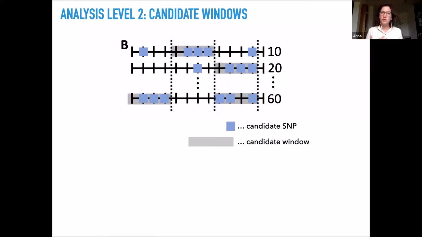And one way to do this is candidate windows. So what I did is I split the genome into windows of a certain amount of SNPs. And then I used simulations to determine which ones have an enrichment for candidates. And then similar to the level before, you can look at the similarity of your candidate windows at each time point.